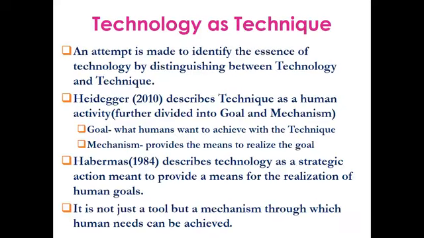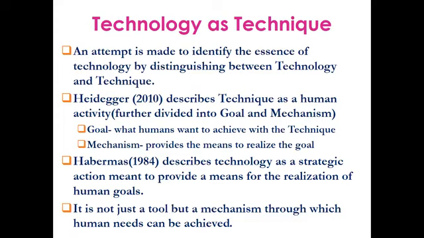And then the fourth definition sees technology as a technique. An attempt is made to identify the essence of technology by distinguishing between technology and technique. Heidegger describes technique as a human activity, further divided into goal and mechanism. The goal is what humans want to achieve with the technique, and the mechanism is what provides the means to realize the goal.